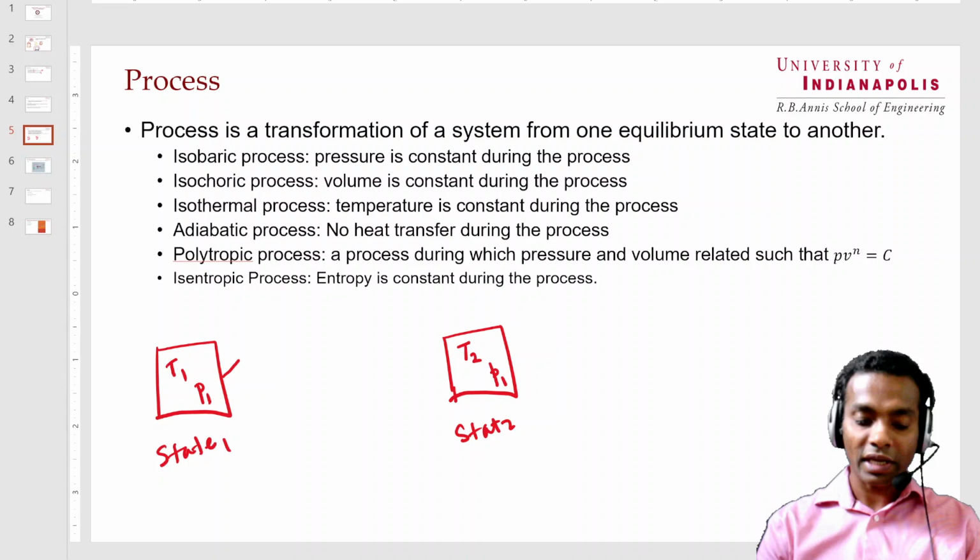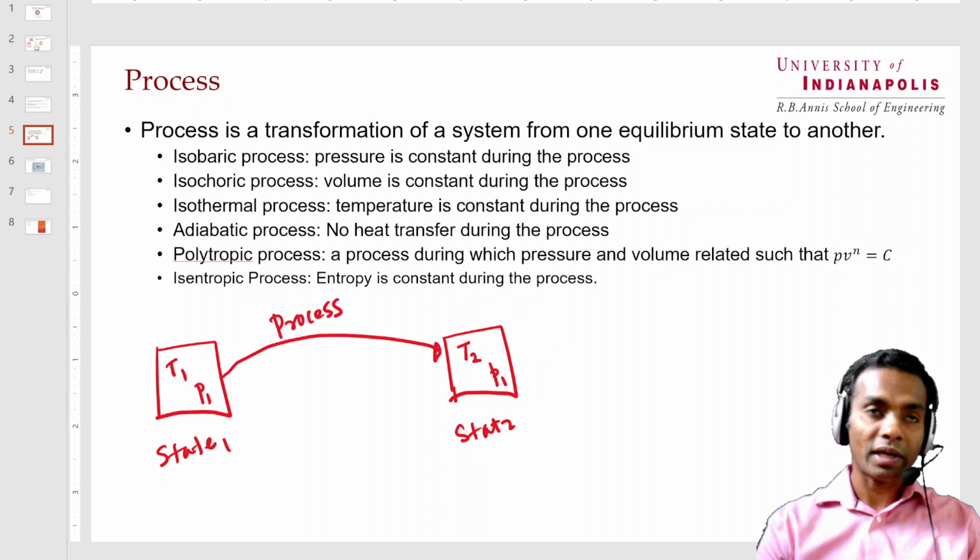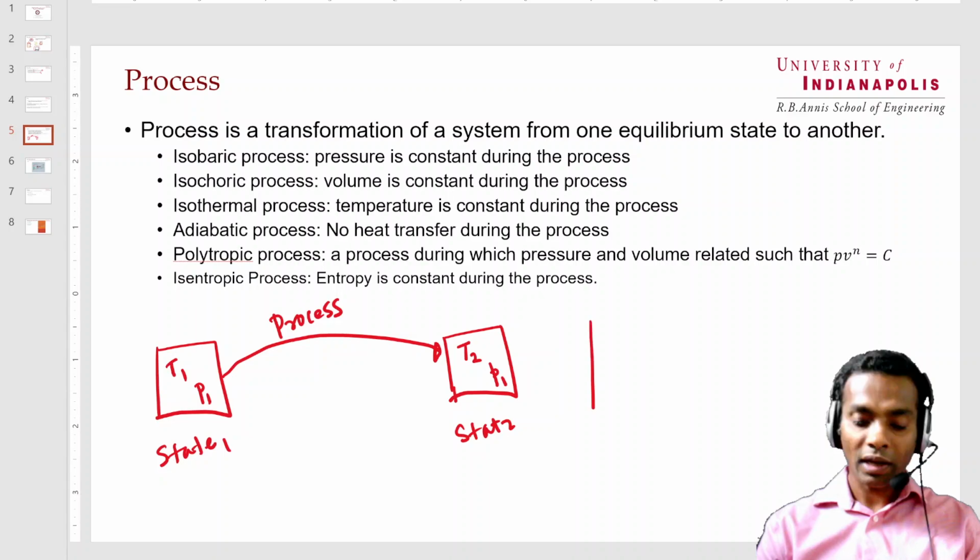Now we learn different types of processes. Isobaric process. An isobaric process is a process where pressure is constant, right? For example, we have an unrestricted or frictionless spring piston cylinder device. This piston is free to move under the pressure of the atmosphere. So inside, this pressure P1 stays the same during that motion.